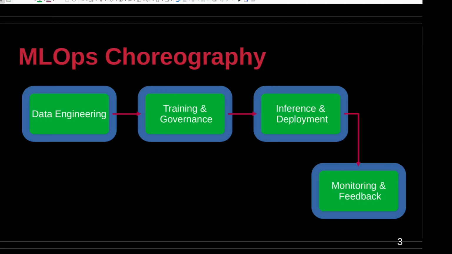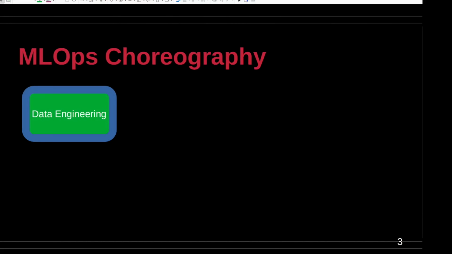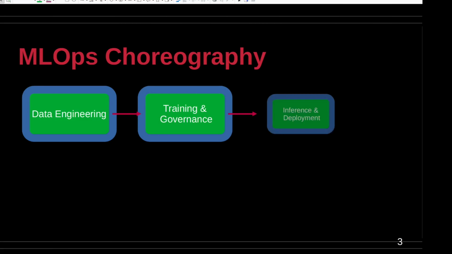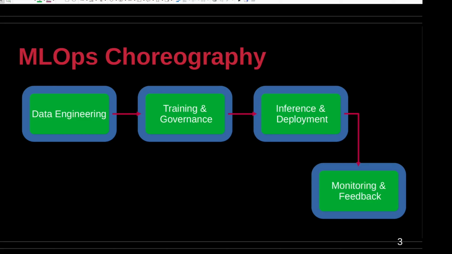This slide illustrates the sequential flow of processes essential for end-to-end MLOps. In data engineering, the key activities are data collection, cleaning, validation, transformation, and feature store management. The flow to the next block consists of versioned, validated datasets and features ready for model training.